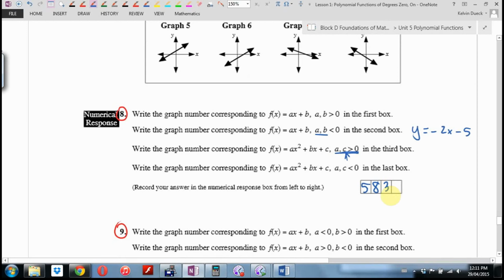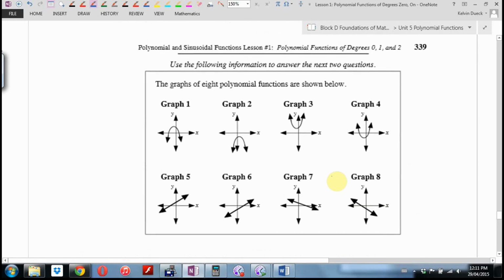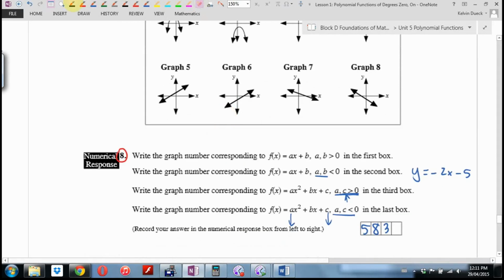So a 3. Both negative, so it's going to open down, and it's going to have a negative y-intercept. You know what? Got to be that one. I hope the answer is 5, 8, 3, 2.